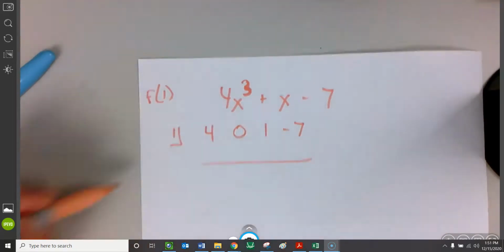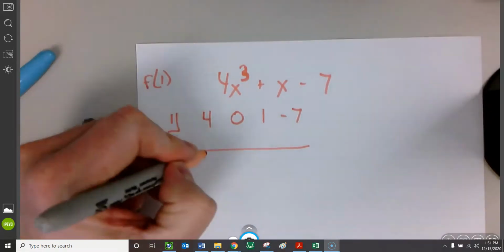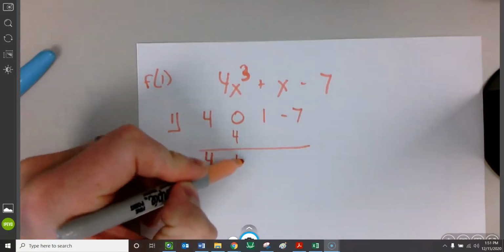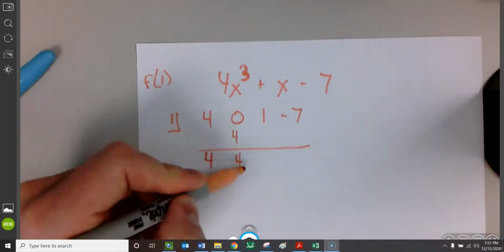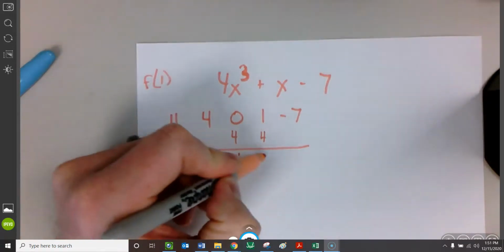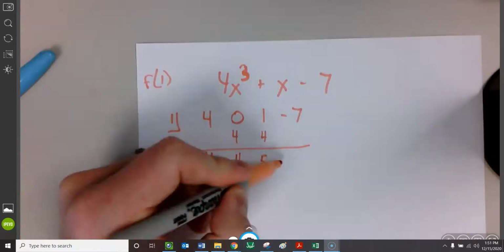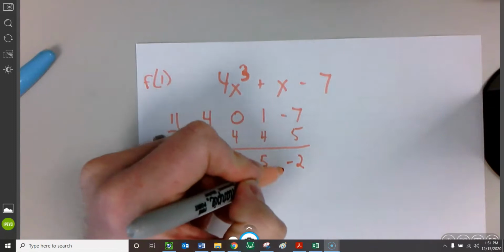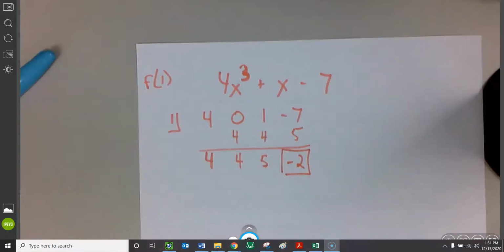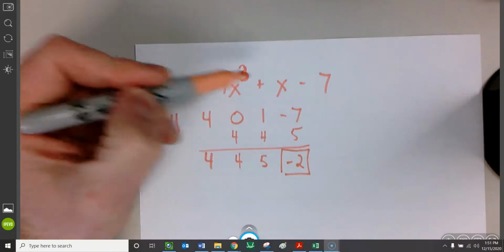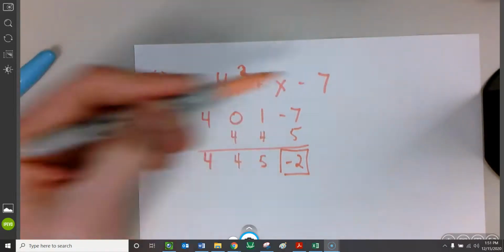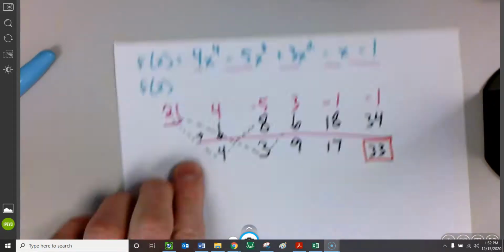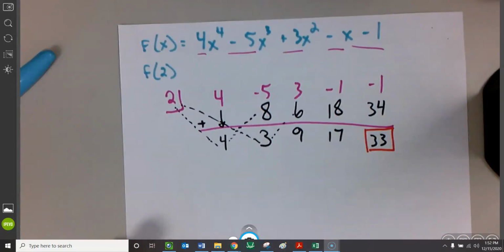Then I could go about my business, putting my line, the first one drops, multiply 1 times 4, put the answer here, add going down. Multiply 1 times 4, put my answer here, add going down. Multiply 1 times 5, put my answer here, add going down, and then the final number I get is my answer. That's exactly what I would get if I went up here and I plugged in a 1 and ripped it through my calculator. I would get a -2 for my answer for this one. This is called synthetic substitution. Not too bad. Moving on.